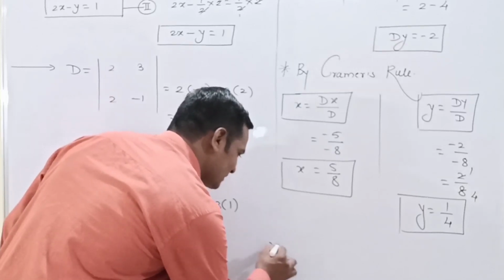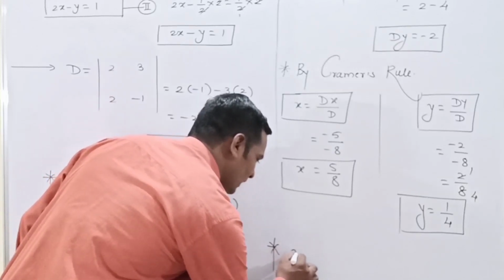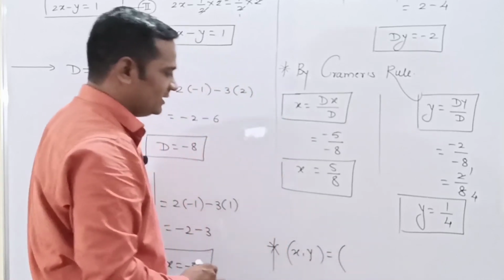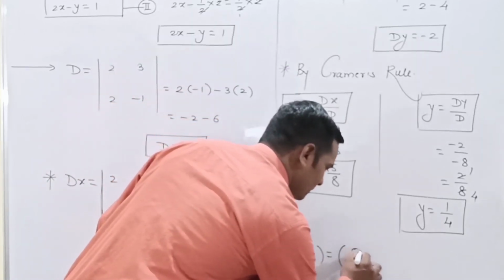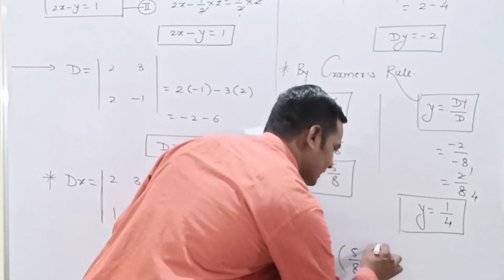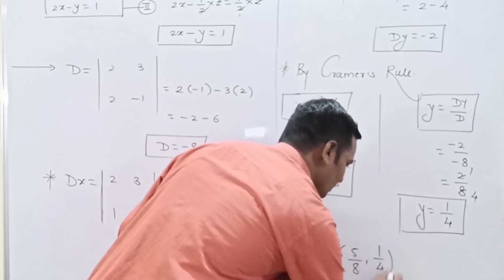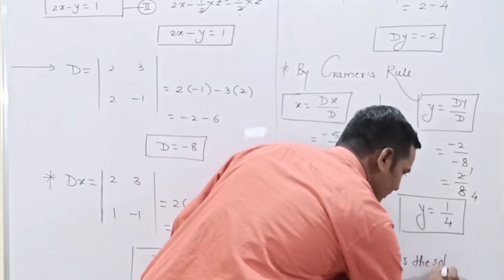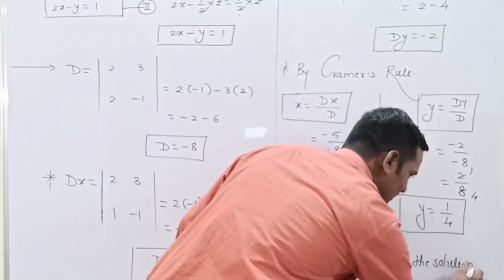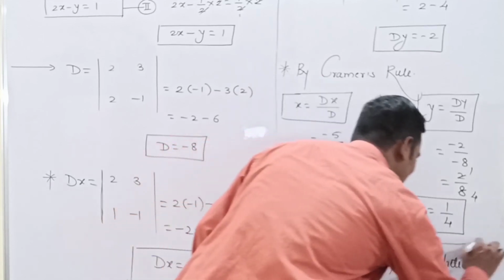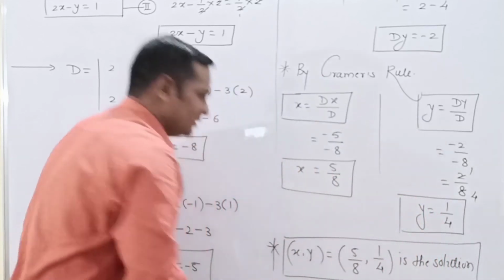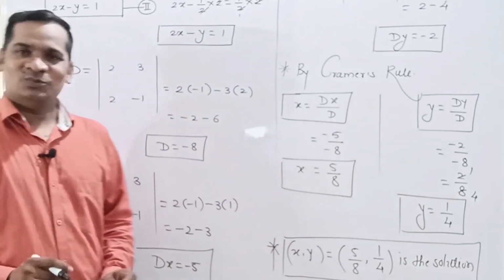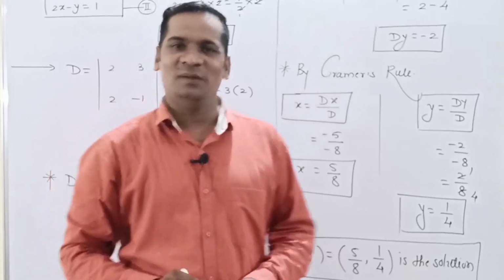Let's write down the answer here. x and y are the variables, and the values of x and y are 5 upon 8 and 1 upon 4. This is the solution of the given simultaneous equations by Cramer's rule. How simple is this? Okay, so this much is enough in this video.